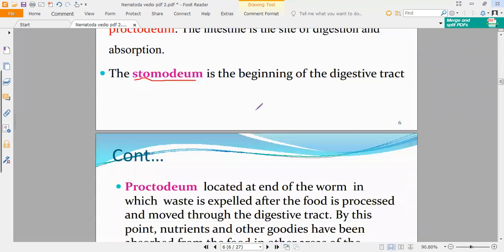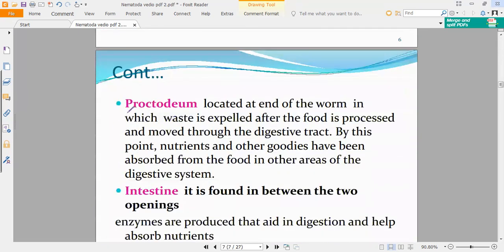You can see here, the other is the proctoderm. The proctoderm is located at the end of the worm, in which waste is expelled after the food is processed and moved through the digestive tract. By this point, nutrients have been absorbed from the food in the digestive system.